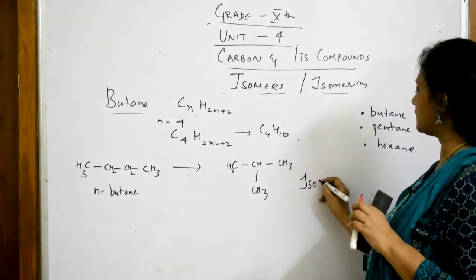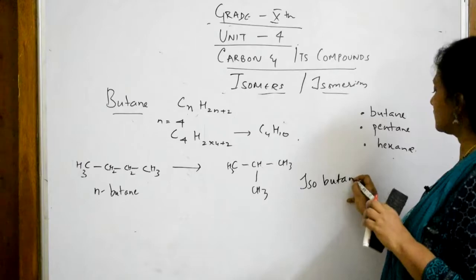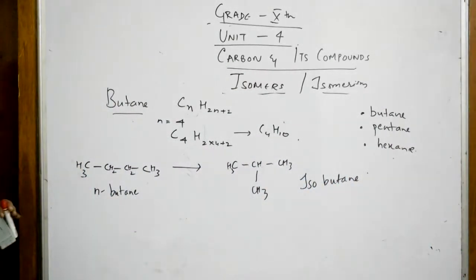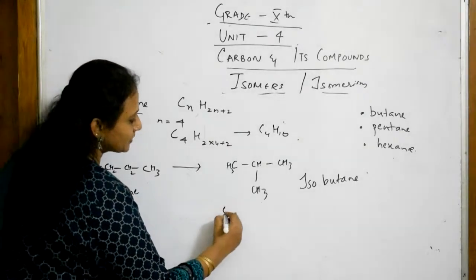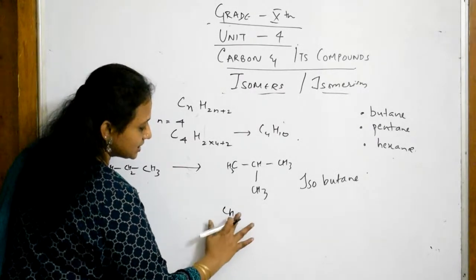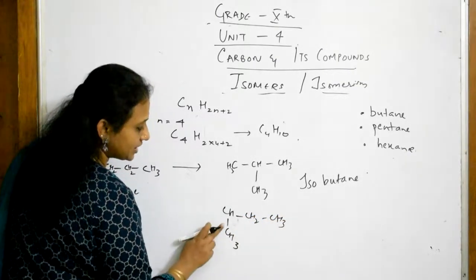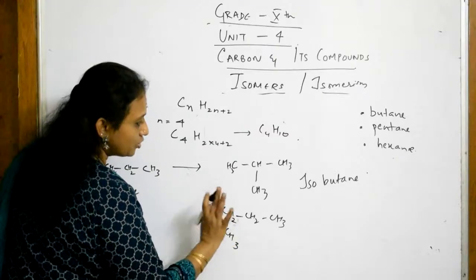This is called isobutane. Isobutane. So these are the structural isomers. You can also further write, no problem. You can write like this: CH2, CH3. Your concept is every time around carbon, 4 bonds should be there.